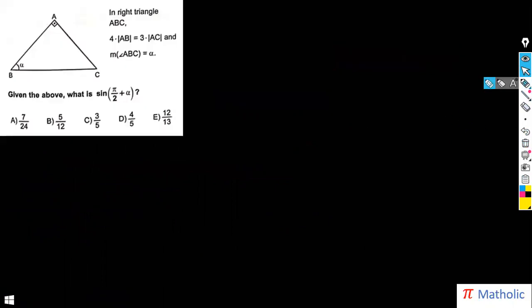First question. Right triangle given, and 4 times AB equals 3 times AC in length. And this angle is given A. What is sine pi over 2 plus A? So let's start from here. I know this equals cosine A. And additionally, I know that cosine A is adjacent over hypotenuse in the right triangle, which means AB over BC.